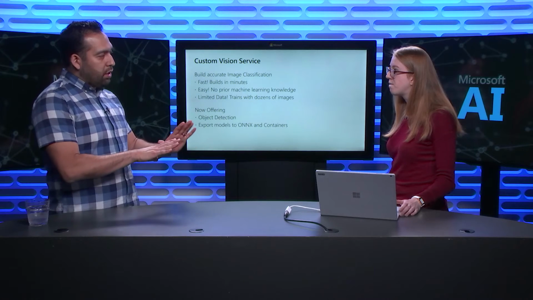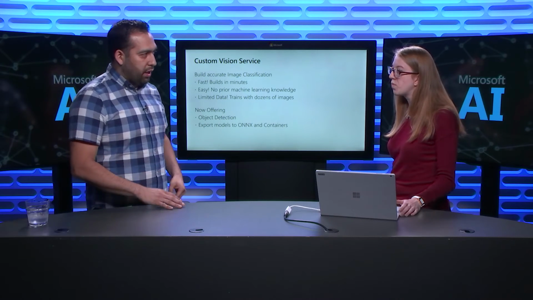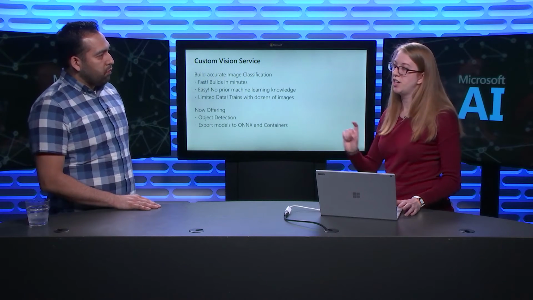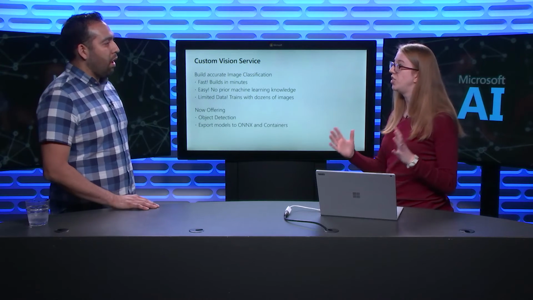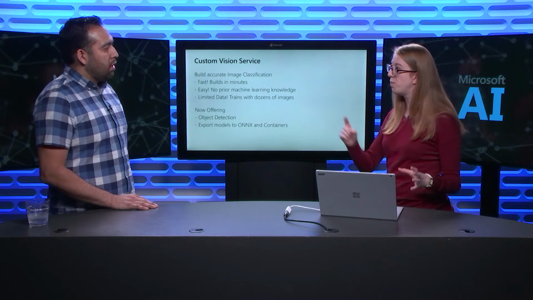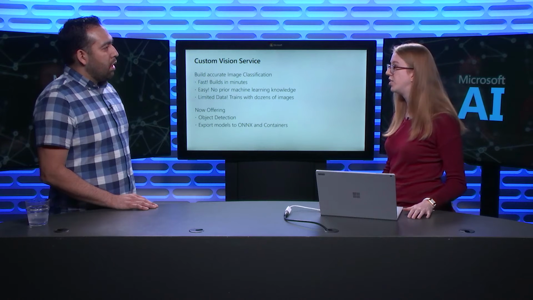Fantastic. And just an overview, how does one train the thing? So you upload some images, you hit train, and then you get back a model. Awesome. You don't need any prior machine learning knowledge to do it. Awesome. So what's new? We're now extending it to object detection. Previously, you could just tell what was in the image. Now we'll give you a bounding box and tell you where things are in the image.